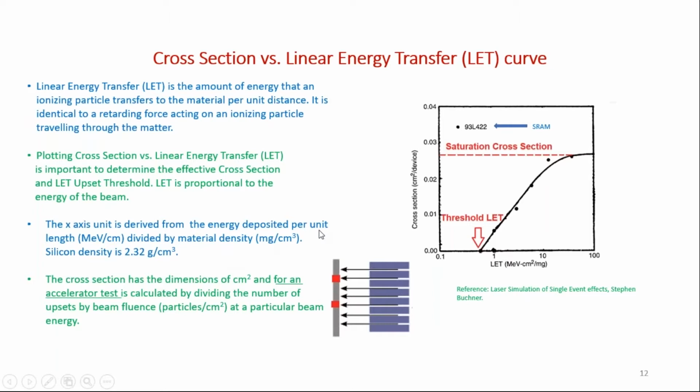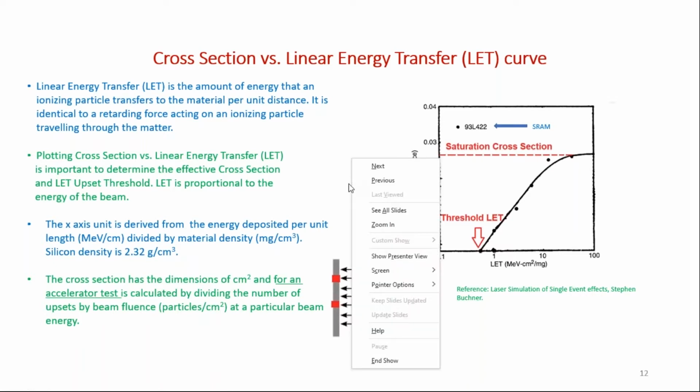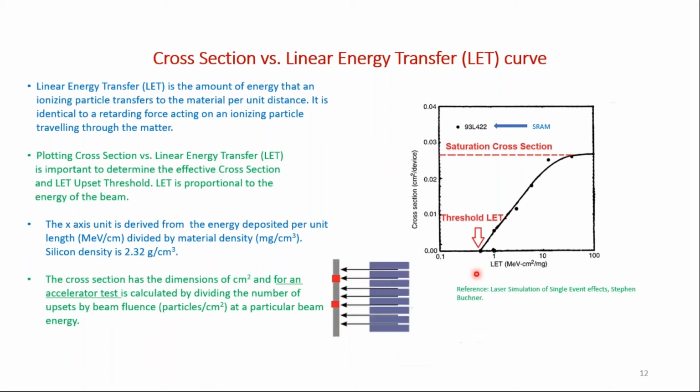All right, so once you do the testing, normally this kind of curve will be generated by the technicians or engineers who do the test, and it is the curve of cross-section versus the LET, which is the linear energy transfer. This linear energy transfer, measured in MeV cm² per milligram, represents the stopping power of the material for the incoming energy. The higher the energy, the higher the stopping power.